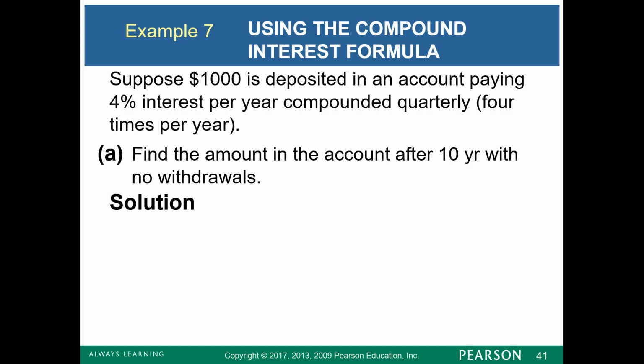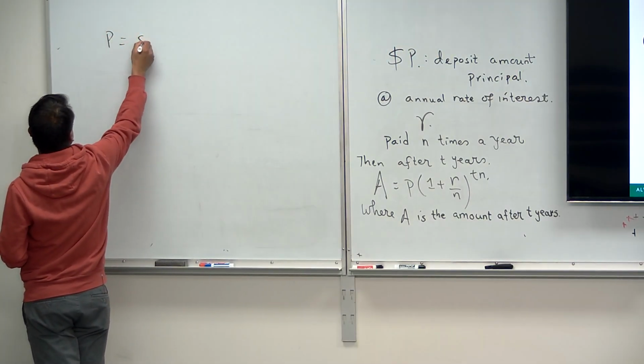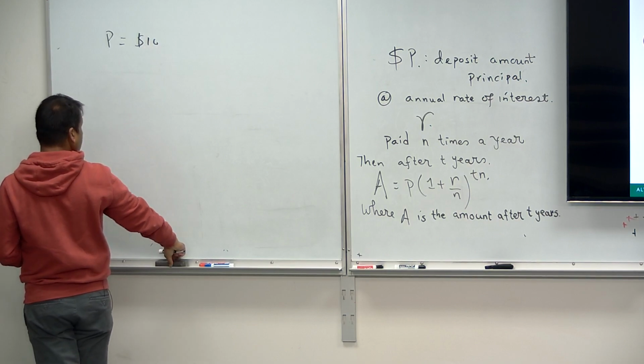So let's use this formula. What is the value of P? $1,000, because $1,000 is deposited, so P is 1,000.